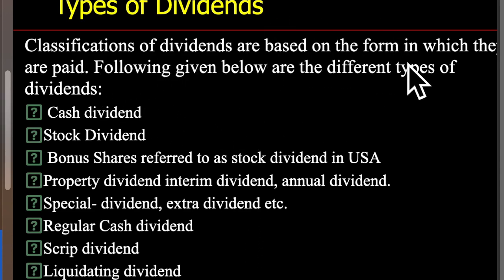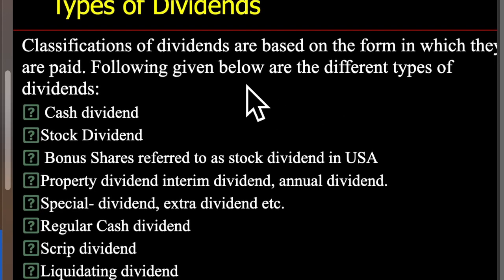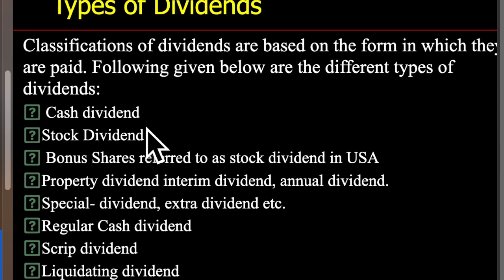So here are the types of dividend. Classification of dividends is based on the form in which they are paid. Following are the different types of dividend: cash dividend and stock dividend, which we will discuss; bonus shares, referred to as stock dividends in the US; property dividends, interim dividend, annual dividend, special dividend, which is an extra dividend, etc. A regular cash dividend is a regular payment, and there are scrip dividend, liquidating dividend, and property dividend, by giving out property as a form of dividend payment.